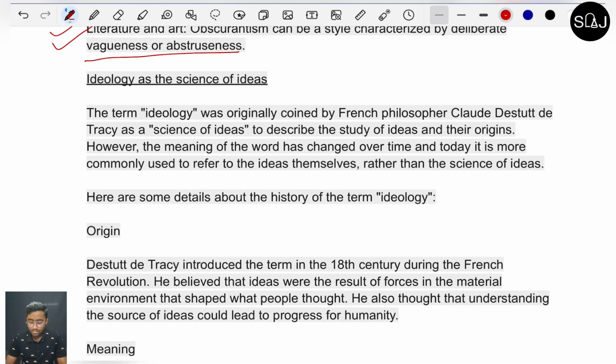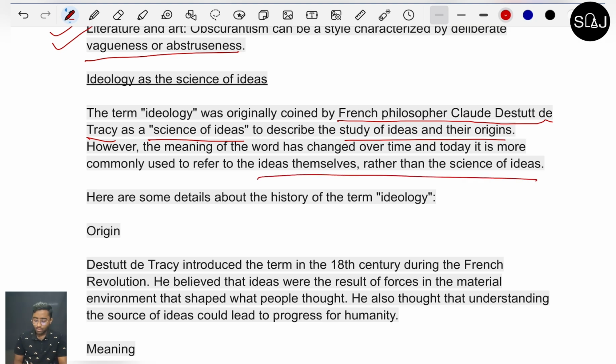Now, ideology as the science of ideas. The term ideology was originally coined by French philosopher Claude Destutt de Tracy as a science of ideas to describe the study of ideas and their origins. However, the meaning of the word has changed over time, and today it is more commonly used to refer to the ideas themselves rather than the science of ideas.